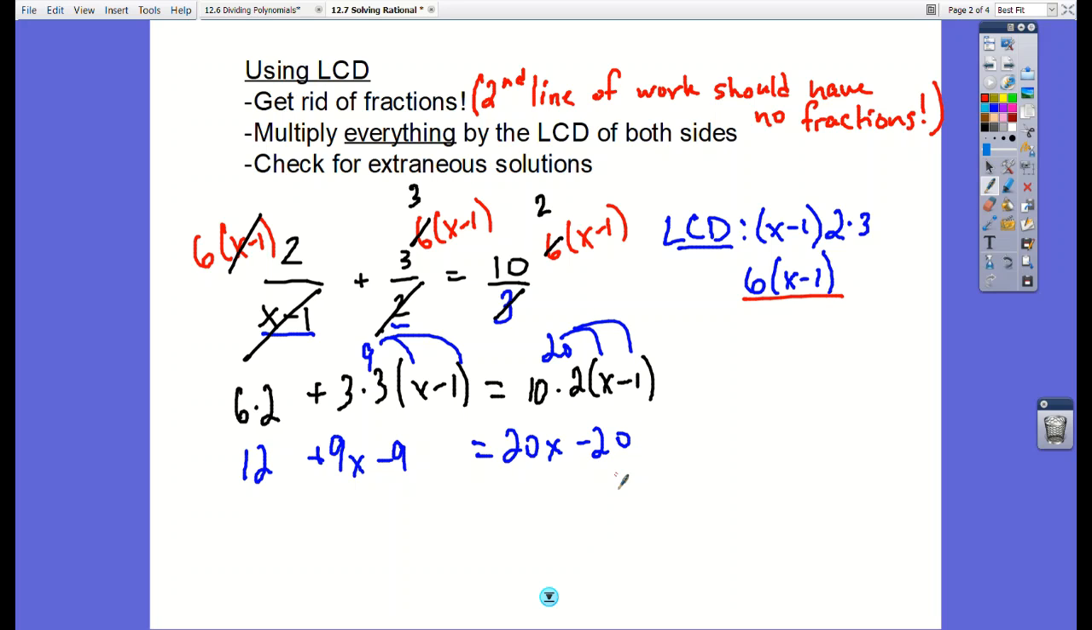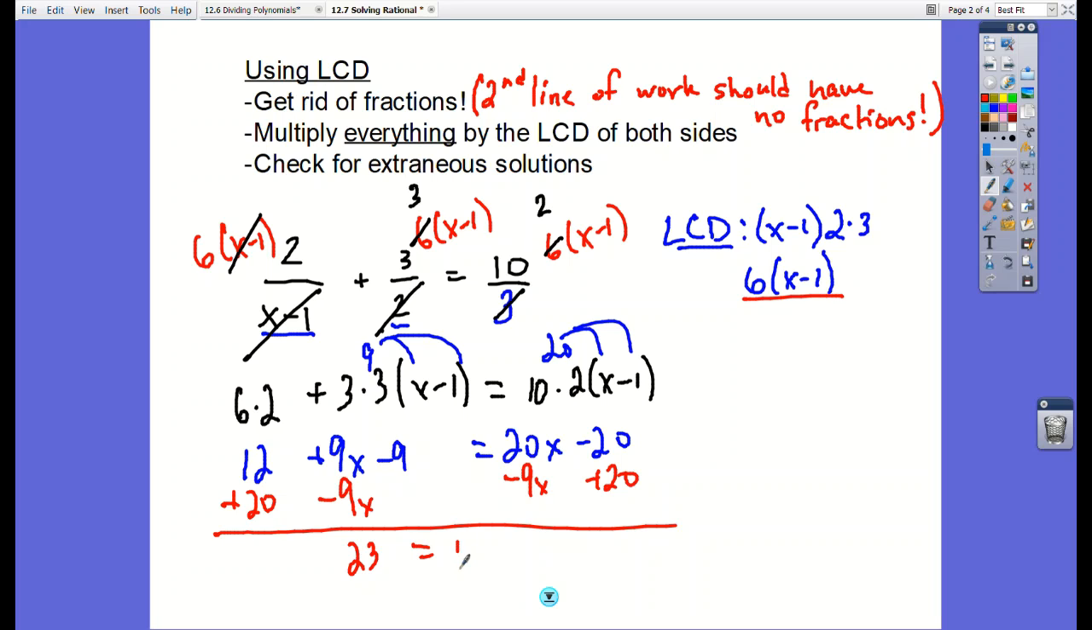And then this is just a linear equation. You guys have solved 1,000 of these this year. So the x's to one side and the constants to the other. Subtract the 9x, add 20. So 12 plus 20 is 32. Minus 9 is 23. 20x minus 9x is 11x. Divide by that 11. It looks like we're going to get x is 23 over 11.